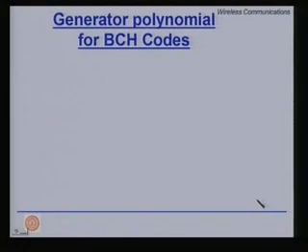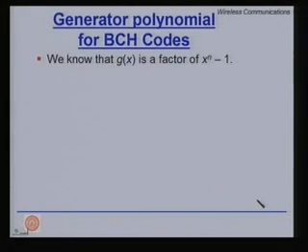Now, we come back to our BCH codes and try to think of a way to create generator polynomials for BCH codes. Again, it is a cyclic code. We have to have a factorization of x raised to the power n minus 1, but this time we will put a constraint on n. It cannot be any arbitrary block length, it has to be a primitive block length.